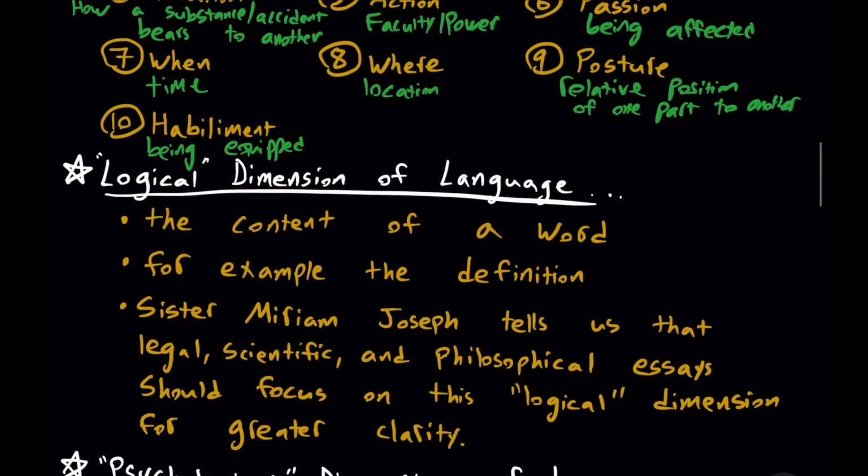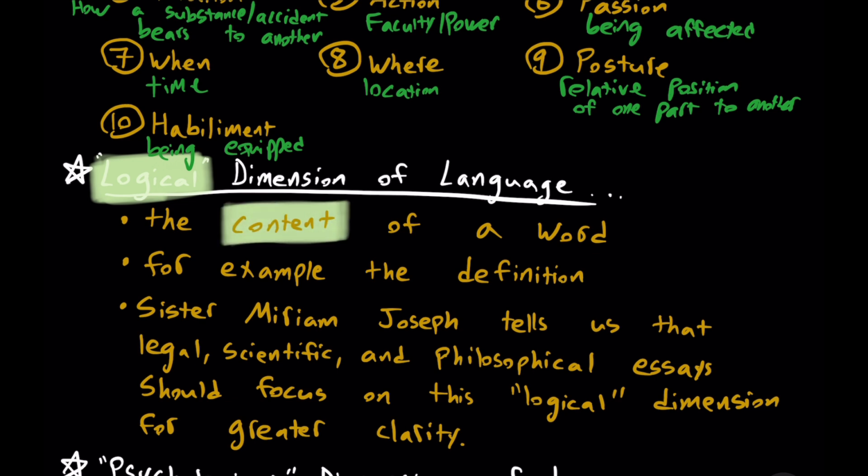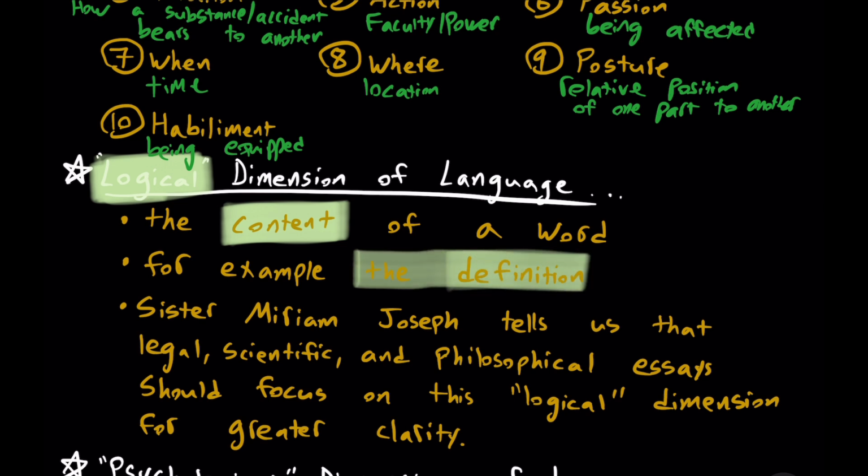With that said, let's think about the logical dimension of language. Or we might think of this as the descriptive dimension of language. We're thinking about the content of a word, the definition. Sister Miriam Joseph tells us that legal, scientific, and philosophical essays should focus on this logical dimension for greater clarity. We're dealing with, so to speak, abstract words. We're thinking about things very conceptually in science. And we don't want to mix emotion into the picture, so to speak. We want to be as objective as possible, if you will.